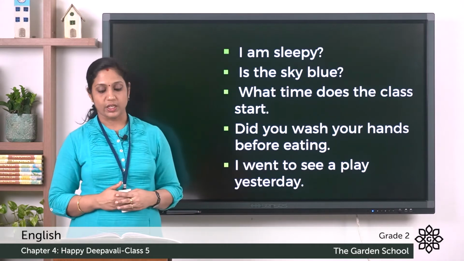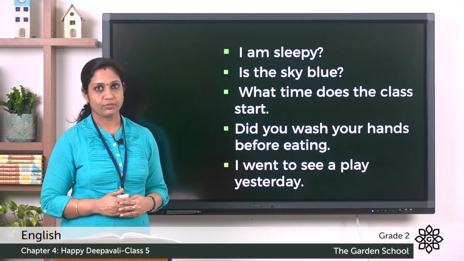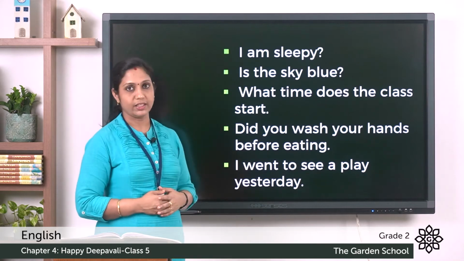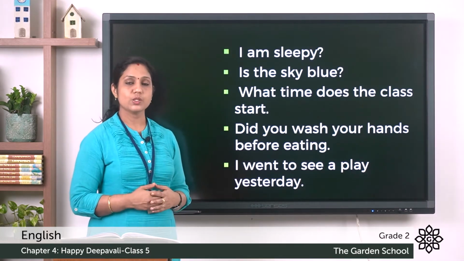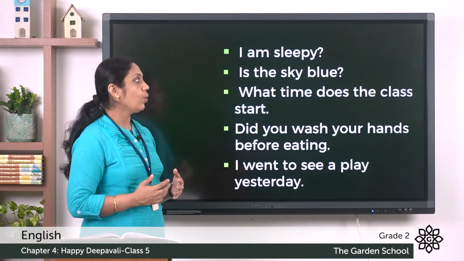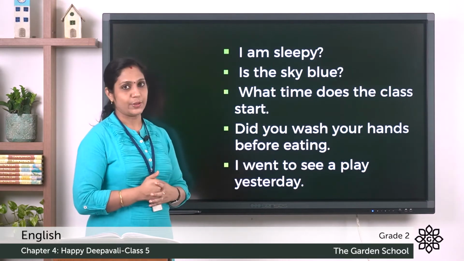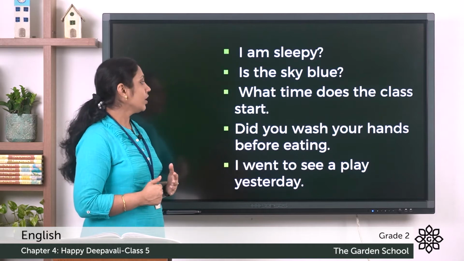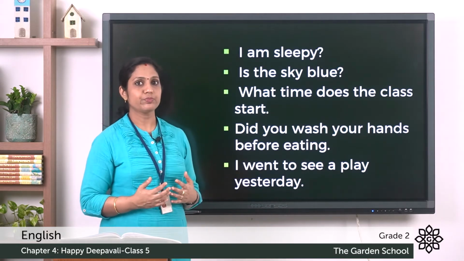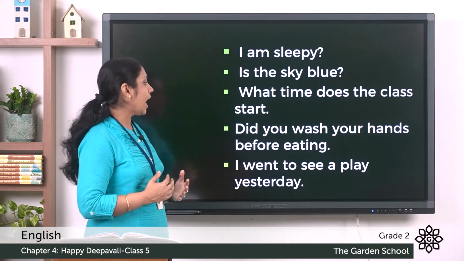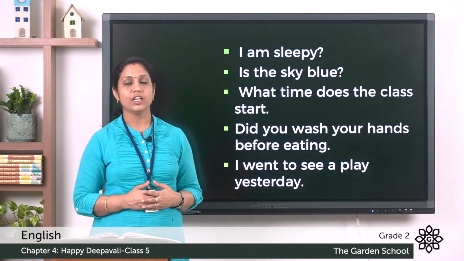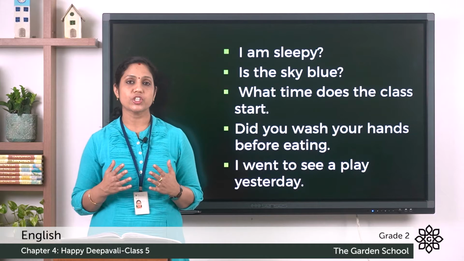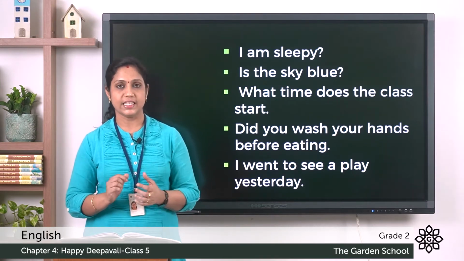The first question you can see, I am sleepy, and they have inserted a question mark there. The second one, is the sky blue? There is also a question mark. The third one, what time does the class start? There's a full stop there. Did you wash your hands before eating? A full stop is inserted. I went to see a play yesterday. A full stop you can see there. Now we have to tick which punctuation marks have been inserted correctly in these sentences.